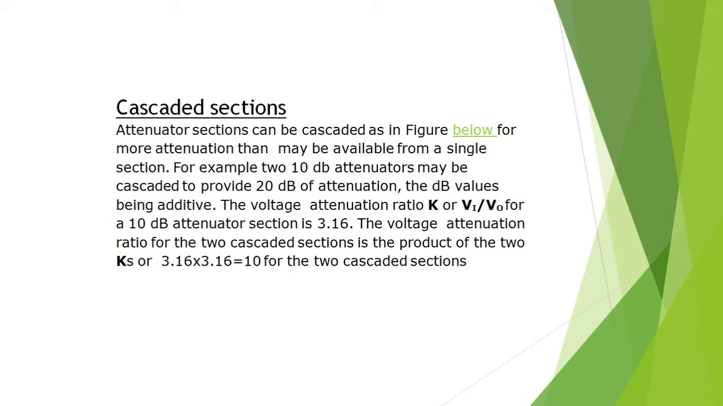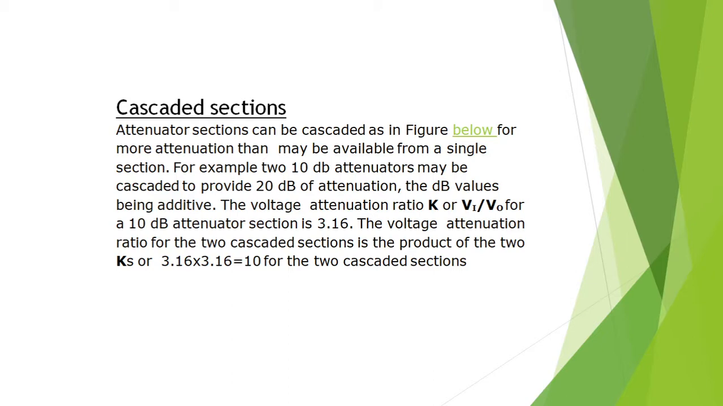So for example, two 10 dB attenuators may be cascaded to provide 20 dB of attenuation. The dB values being additive, the voltage attenuation ratio K, or Vi by V0, for a 10 dB attenuator section is 3.16. The voltage attenuation ratio for two cascaded sections is the product of the two K values. So you can write 3.16 into 3.16, and approximately it is treated as 10 for the two cascaded connections.